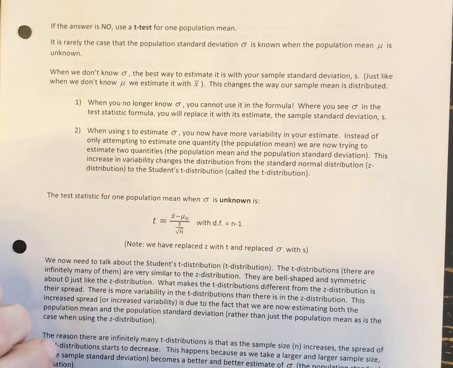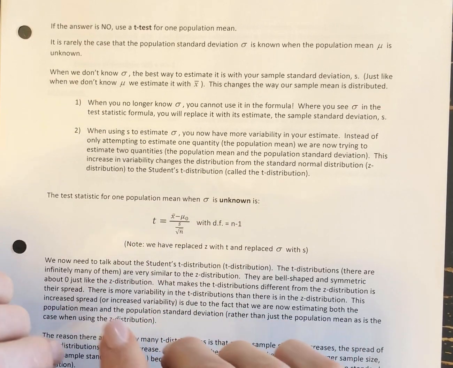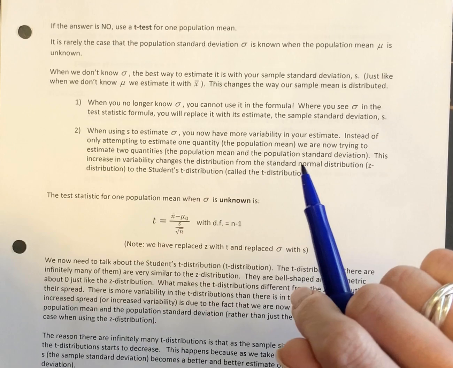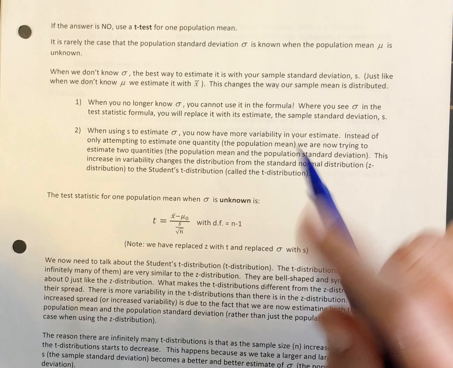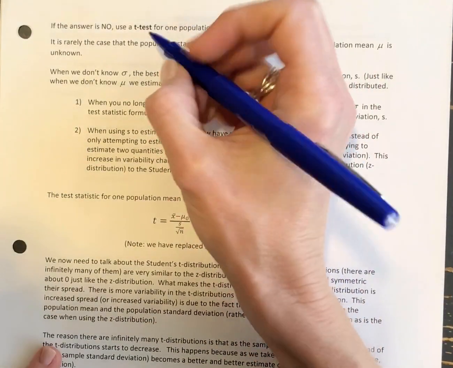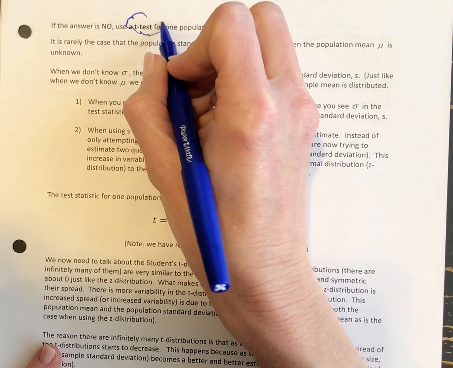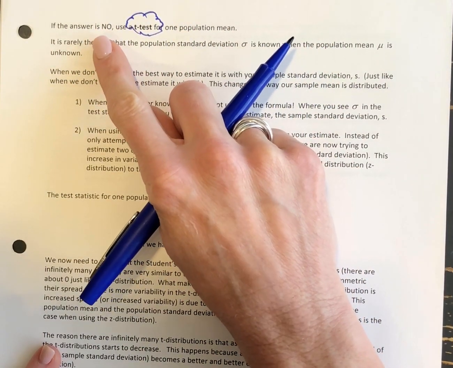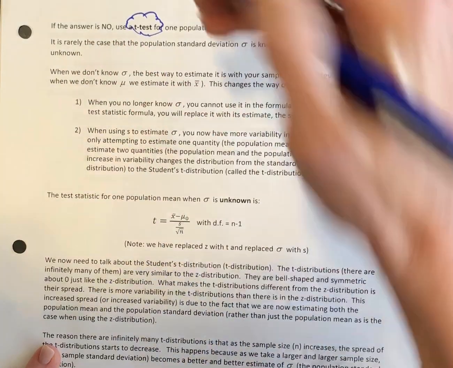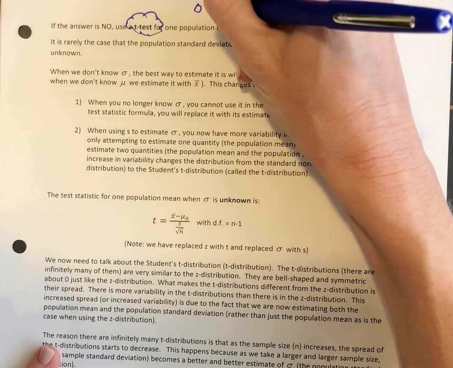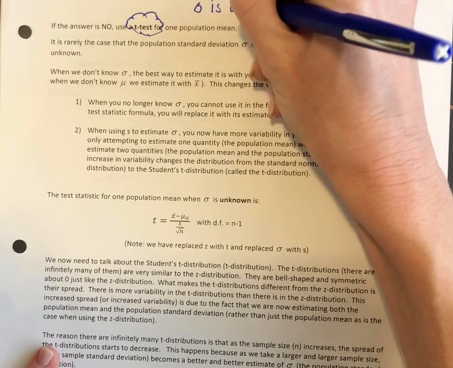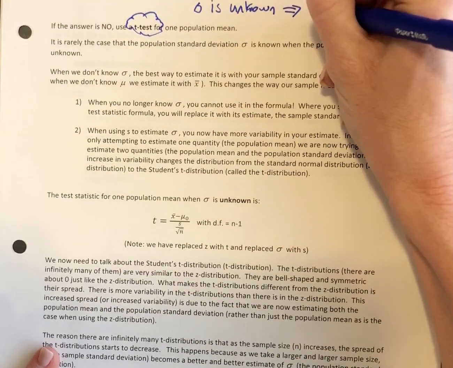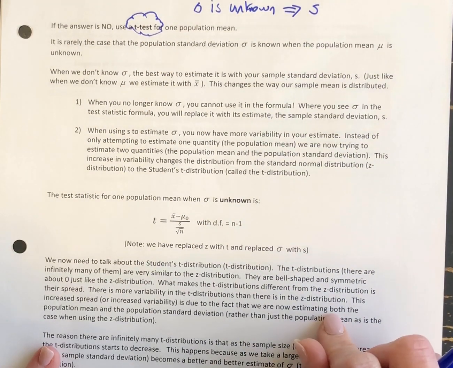All right, so we just left off by looking at a one population mean test where sigma, the population standard deviation, was known. And what I want us to get to in this video is what if our population standard deviation is not known? In that case, remember, when sigma is unknown, then we're going to estimate it with the sample standard deviation S.